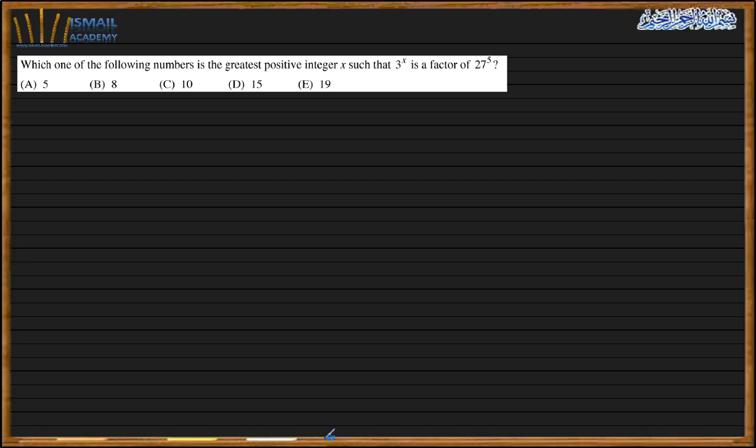Next question. Which one of the following numbers is the greatest positive integer x such that 3 to the power x is a factor of 27 to the power 5? So what I do here, I just make this equation 3 to the power x equal 27 to the power 5. And we know that 27 is 3 cubed, so I'm going to substitute the 27 by 3 cubed. So I will have 3 to the x equal 3 cubed to the power 5.